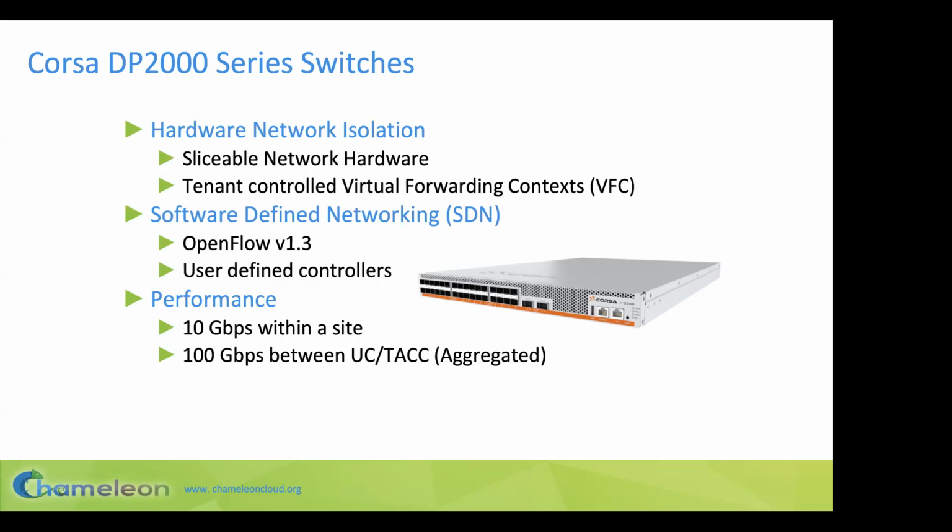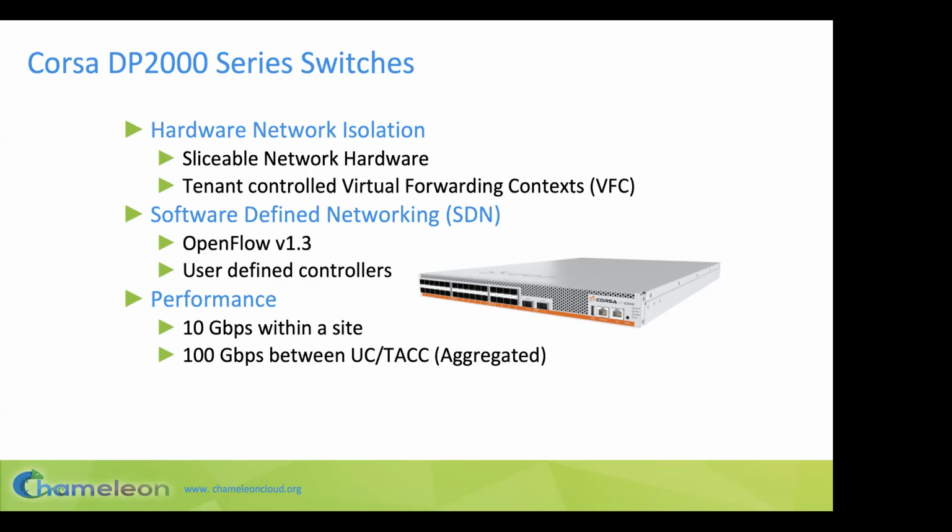And what this allows us to do is for each of our users that want to do this, they can each create a network that will be implemented as a virtual forwarding context on the Corsa switch. And we will be able to connect an OpenFlow controller that the user deploys and the user has full control over, that will control this virtual forwarding context. So in effect, this allows users to have their own OpenFlow switch that's connecting their Chameleon nodes, and they can do anything they want with this OpenFlow switch, anything you can do with OpenFlow version 1.3.